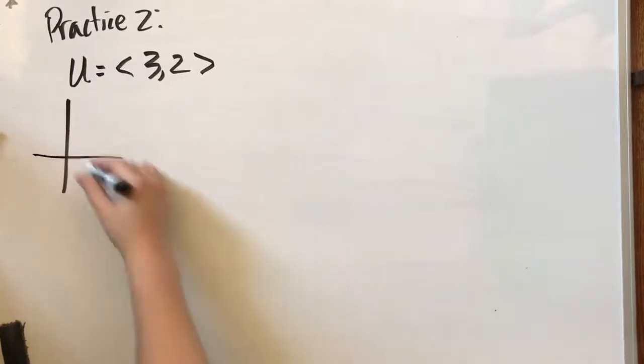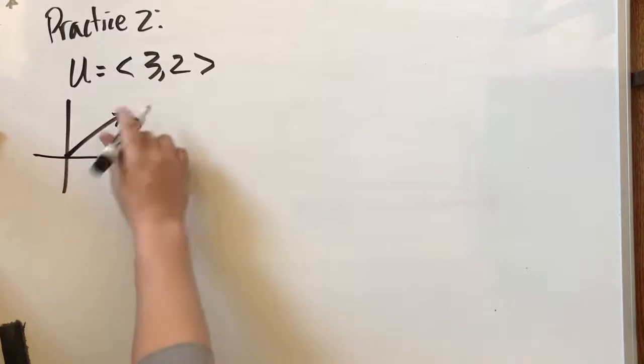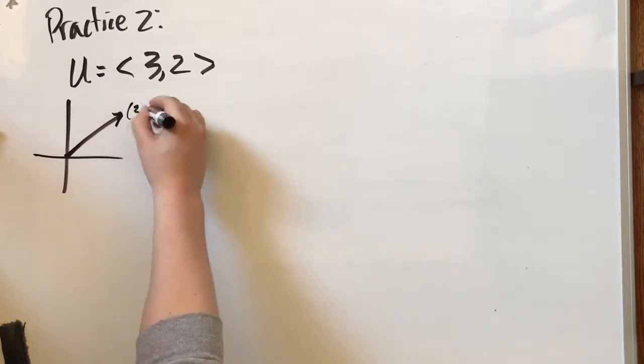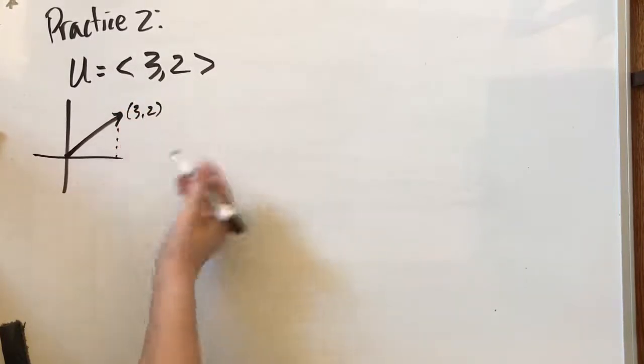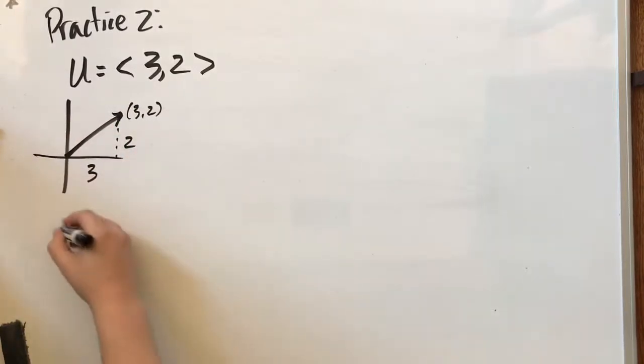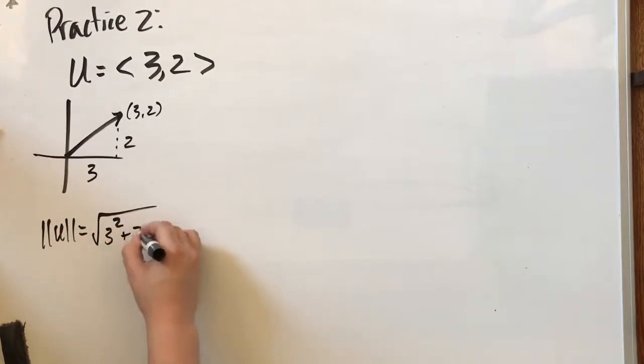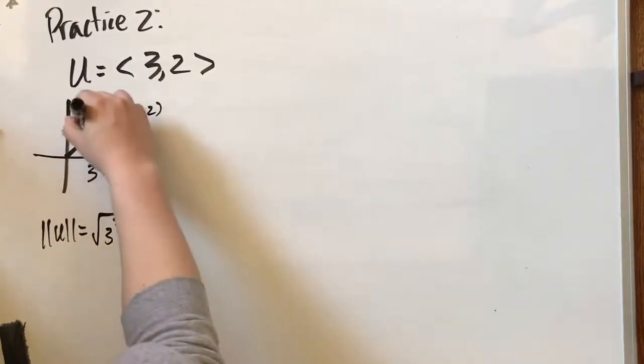So one way we can do this is to just graph it and kind of visualize. And remember that if this is in standard position, that's 0, 0. So this ends up being the point 3, 2, which means I can just turn this into a big old right triangle. So I can do Pythagorean Theorem off on the side here and say that the length of u is going to equal the square root of 3 squared plus 2 squared, which is 13.